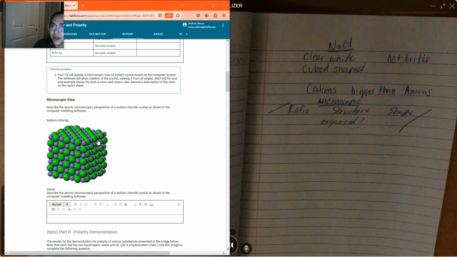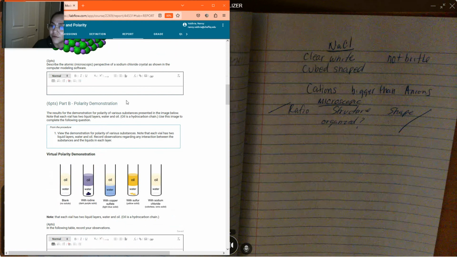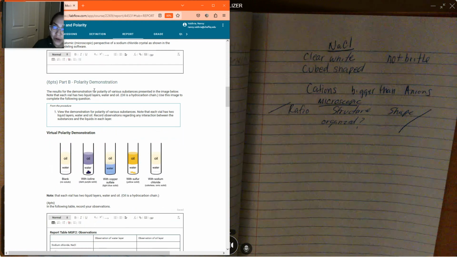All right, let's go ahead now and move on to the next part after we give our observation. We're going to talk about polarity demonstrations right here. In this part, you have 1, 2, 3, 4, 5 different vials. This one is going to be your base vial, right? And it's made with water and oil. All of them have water and oil inside of them. Yet in these ones, we added our different compounds: iodine, copper sulfate, sulfur, and sodium chloride. And we noticed that something different happens.